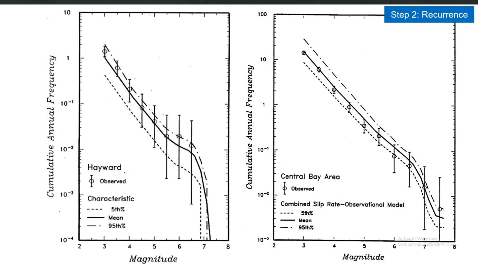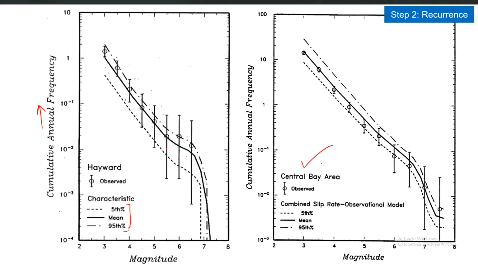Here is an example of the magnitude recurrence relationship for two of the seismic sources. On the y-axis you have the cumulative annual frequency, the last column of the example which I have shown, and on the x-axis you have magnitude. The actual dots or variation will be spread along the mean line, which is represented by the solid black line. You may also have the 5th percentile or 95th percentile lines to quantify the uncertainty in the estimation of this magnitude recurrence relationship.